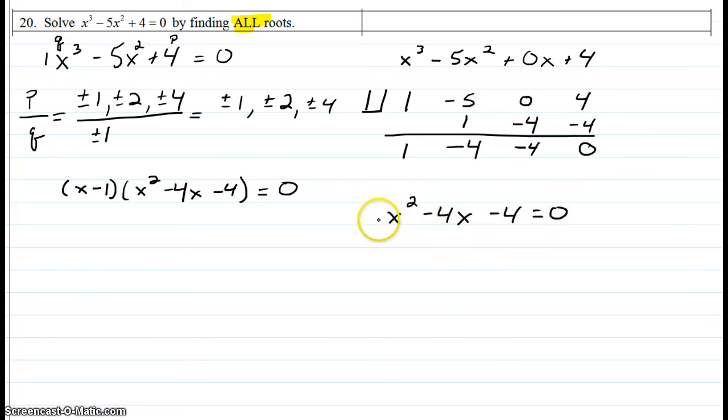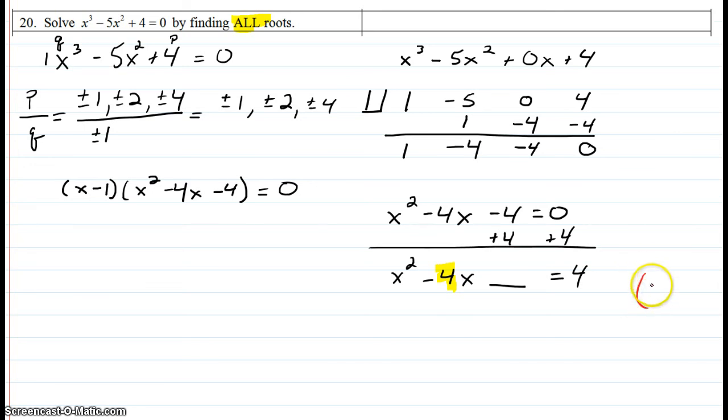Since it's an x squared, I got a nice leading coefficient of 1. It's even. I'm actually just going to go ahead and complete the square on this. If you don't want to complete the square, you could use the quadratic formula, your choice. So I get x squared minus 4x, leave a blank, equals 4. And so now I'm going to look at this middle term, this b, and take half of b, so a negative 4 divided by 2, and then square it. So a negative 4 divided by 2 is negative 2, negative 2 squared is positive 4. So I'm going to add 4 to both sides.